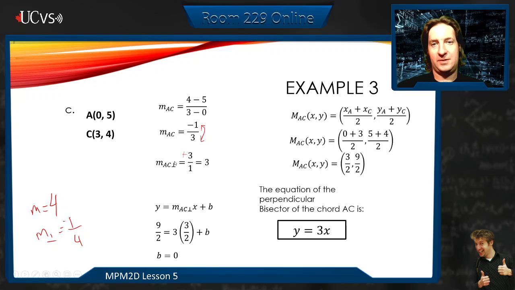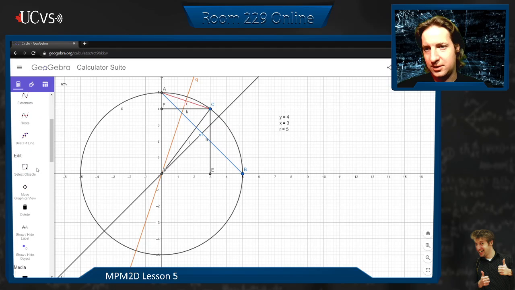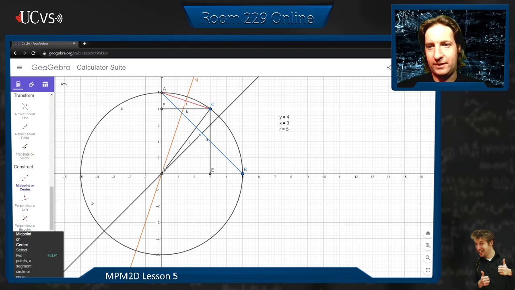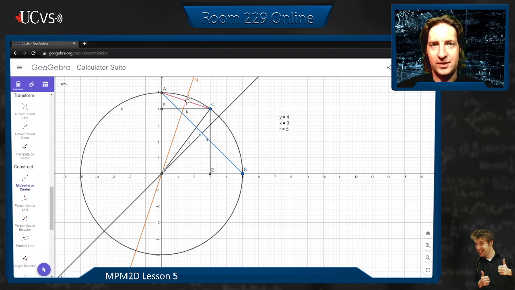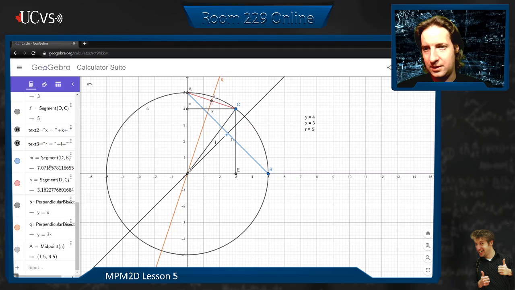Okay, and then for it to be a perpendicular bisector, we needed the midpoint, we needed the middle. We can actually construct that here. We go to construct, and find midpoint here. So all we have to do is click on this line here, and it came up with this point A. And if we click on the calculator, actually, let's make this a bit bigger, it'll show us the value of the midpoint is 1.5 and 4.5, 3 over 2, 9 over 2. Okay, so it all worked out nicely.